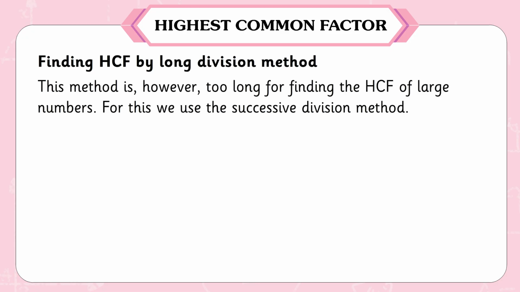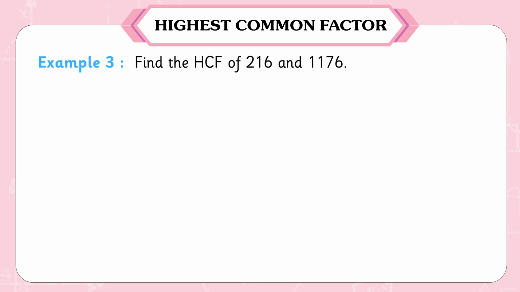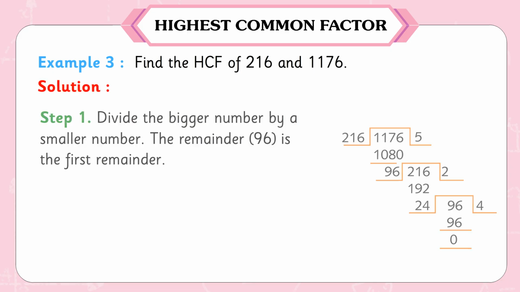Finding HCF by long division method. This method is, however, too long for finding the HCF of large numbers. For this, we use the successive division method. Example 3. Find the HCF of 216 and 1176. Solution. Step 1. Divide the bigger number by the smaller number.